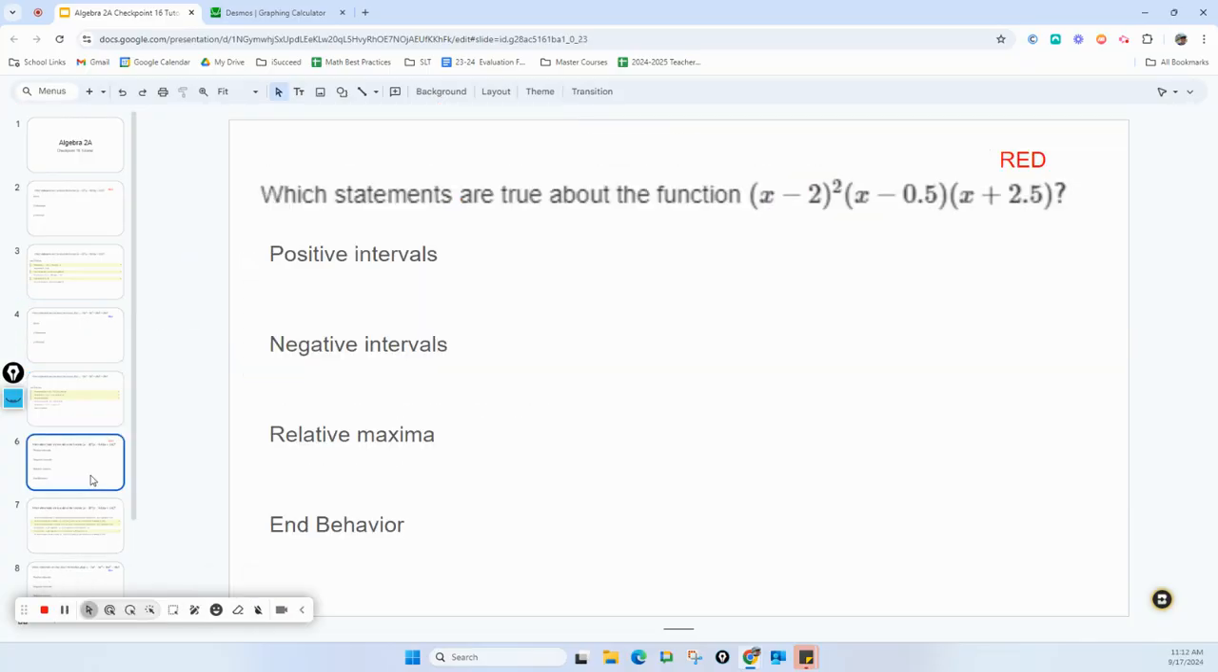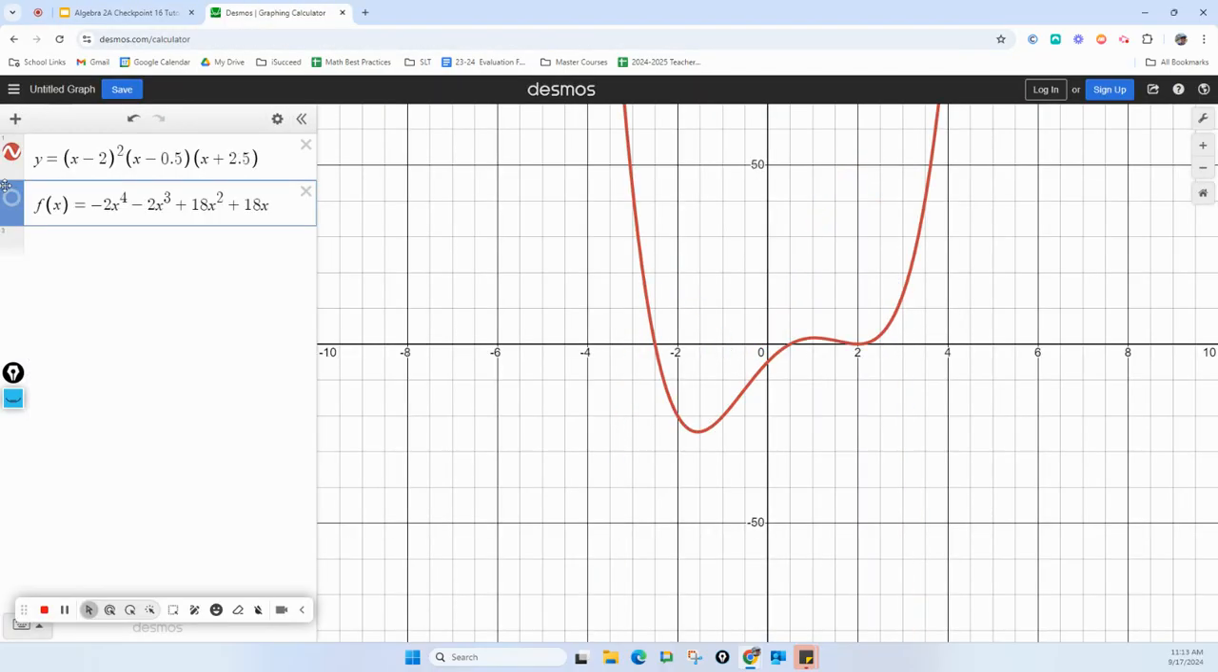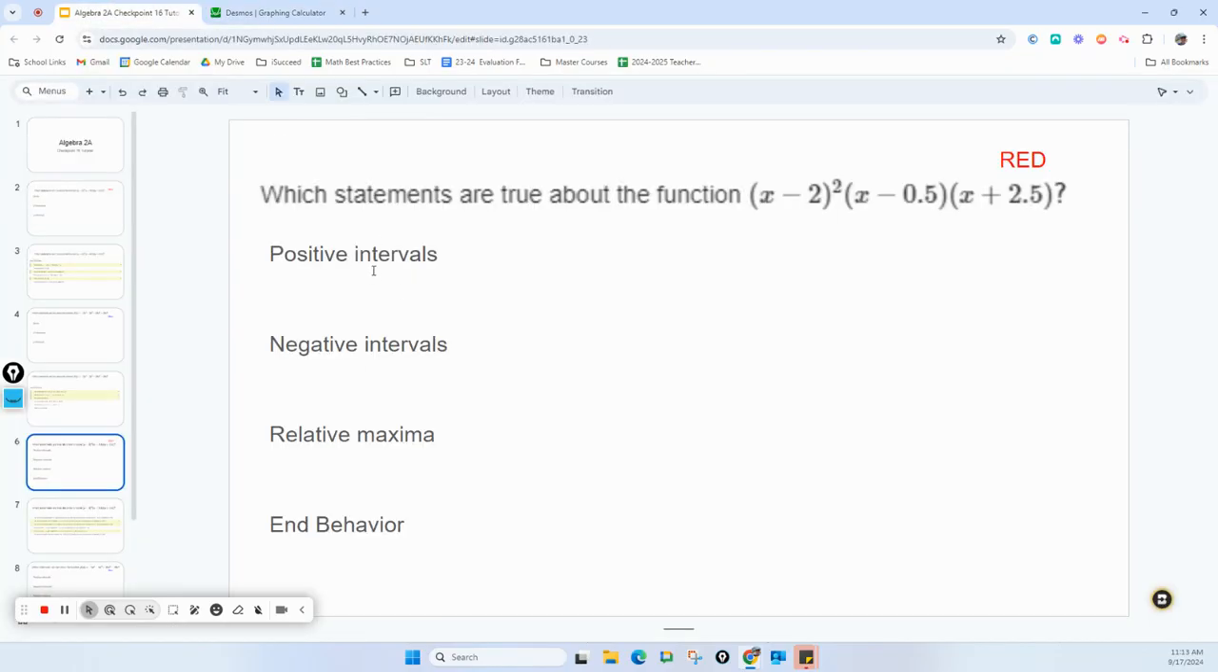Okay, moving forward, the third question that comes up, we are referring back to that same intercept form. And now we're looking at different types of information, which is positive intervals, negative intervals, relative maxima, and end behavior. So this is where I'm going to look back at my function. We're looking at the intercept one, the one that I had in red. And first, let's look for positive and negative intervals. These are kind of related.